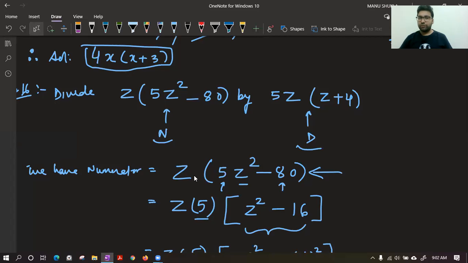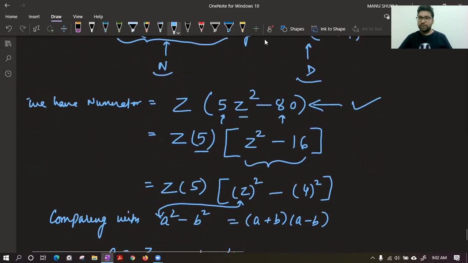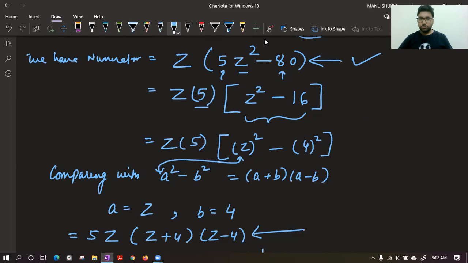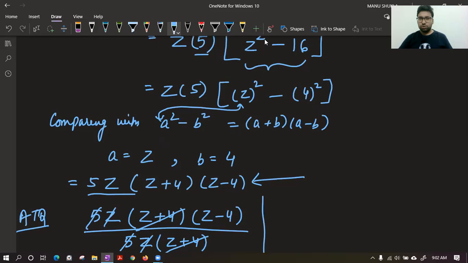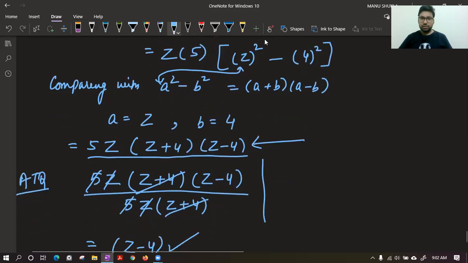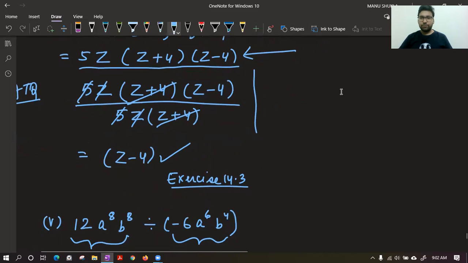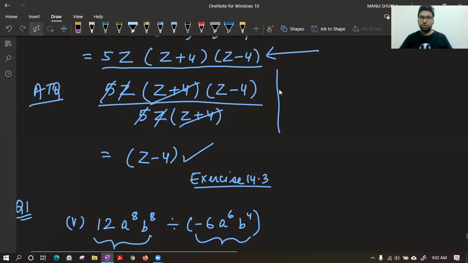What I have done is, I have taken the numerator separately. Smriddhi and Sakshi, I have taken the numerator separately like this and simplified it, or you can say I have factorized it. After factorizing, I got this term: 5z into z plus 4, z minus 4. Now I have just done what the question says: divide this by 5z, z plus 4. That is why I have written it according to the question.